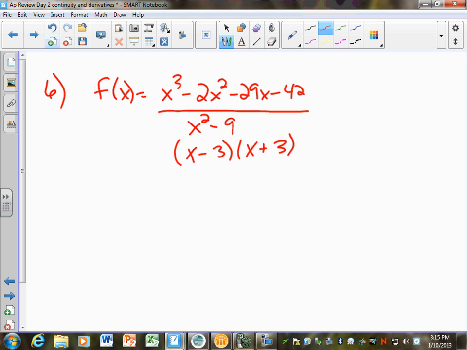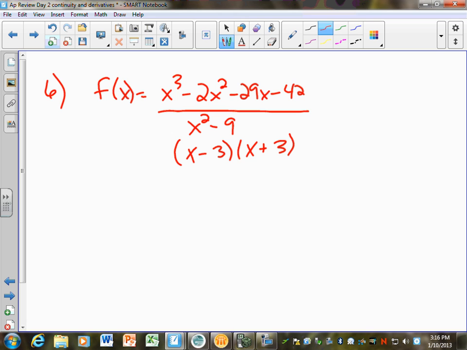The problem is they could be a removable discontinuity, which means the difference between a hole and an asymptote is that if a factor is in the numerator and the denominator and you can cancel it out, then that means there's just a hole in the graph, or a removable discontinuity. So the problem with number 6 is, how do I factor that? And the answer is, it's kind of tough. You can't factor it easily. What you can do is some synthetic division.